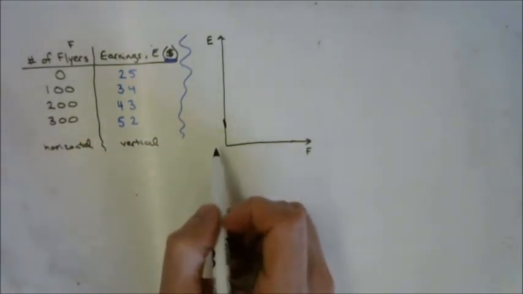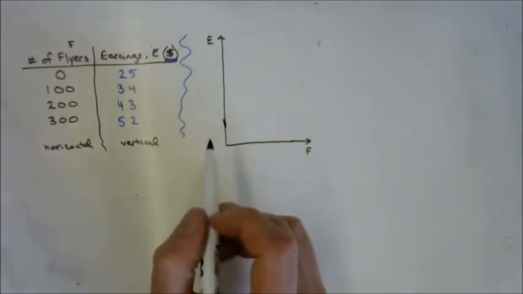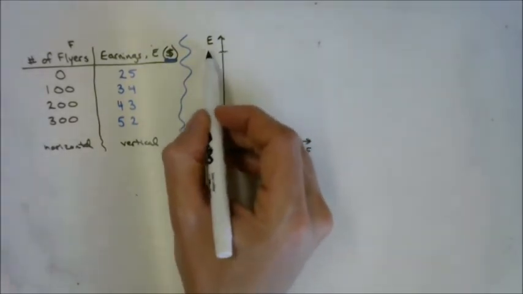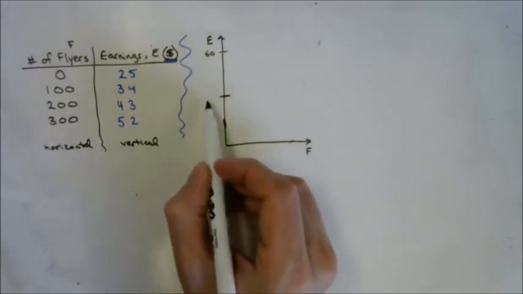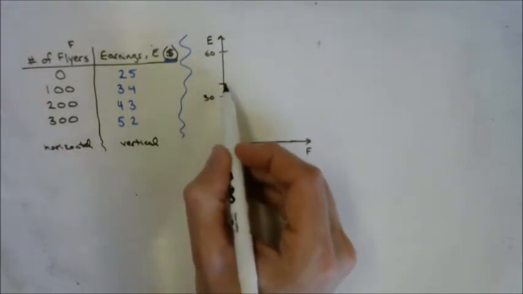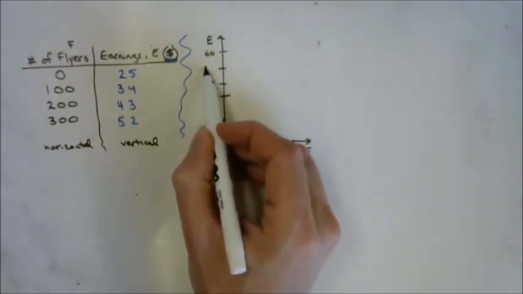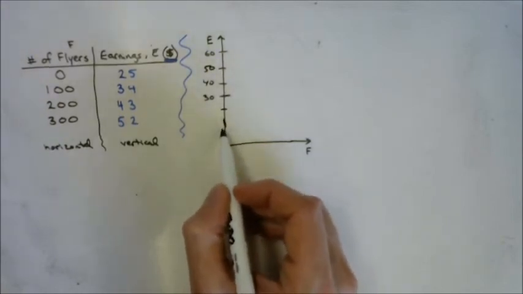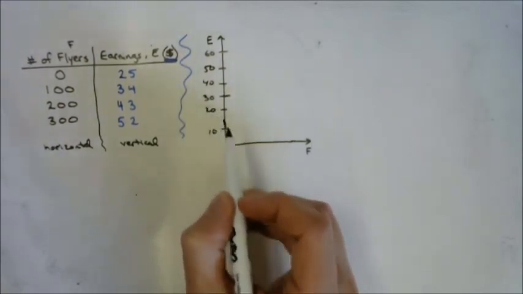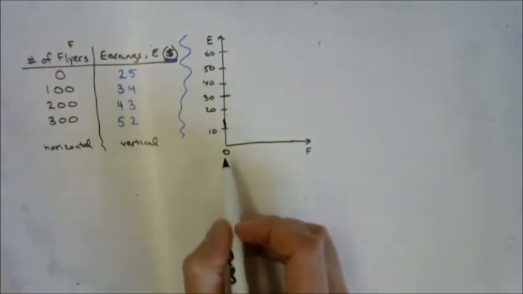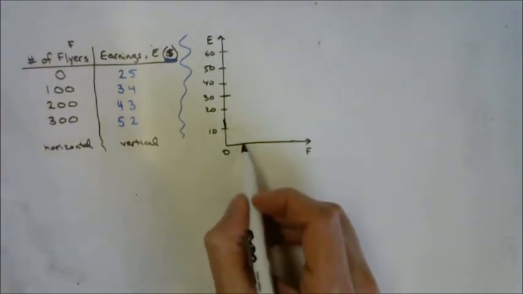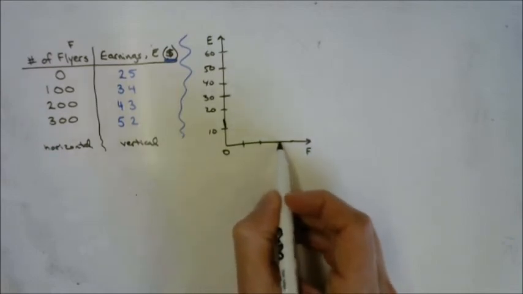Now, let's think about numbers. The earnings that we did went up to $52, so I'll go up to 60. Cut it in half-ish for 30, 40, 50, 20, 10. Here's 0, right? And the number of flyers, we went up by 100, so 100, 200, 300.